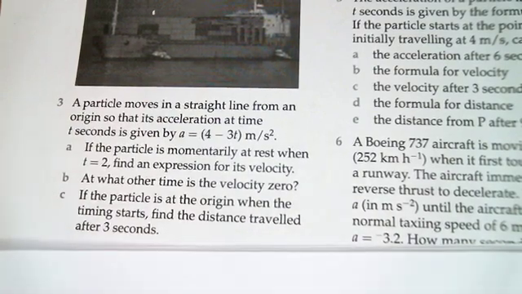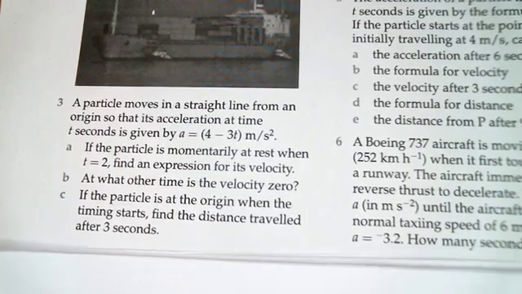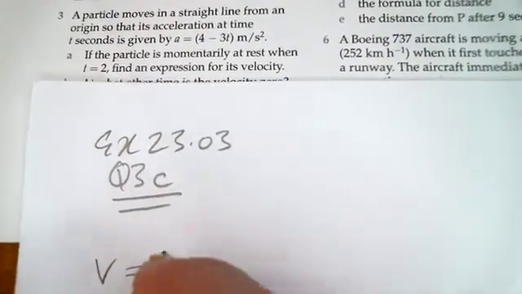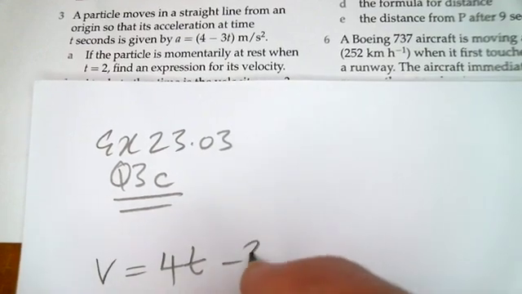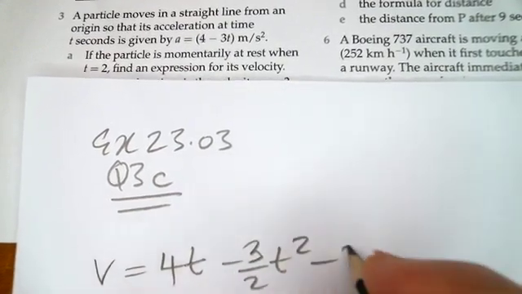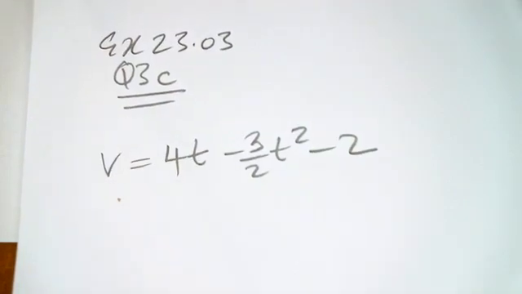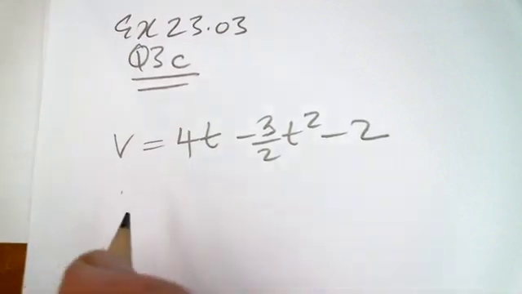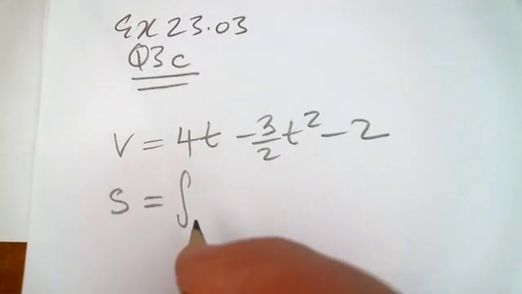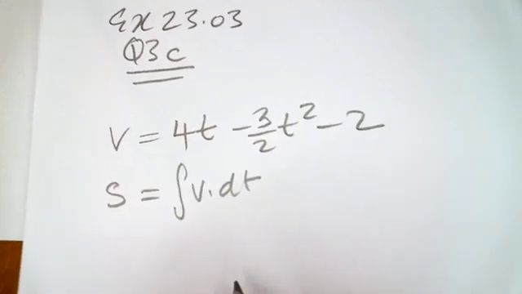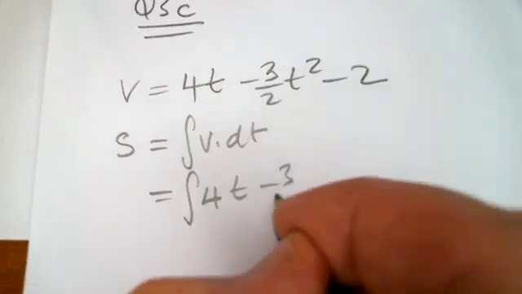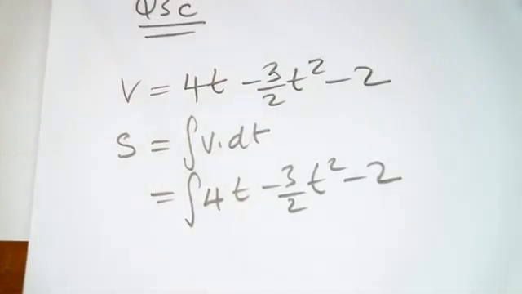Remember, of course, if we integrate acceleration, we get velocity. We integrate velocity, we get distance, and so on. So let's go ahead and do that. The velocity equation we had was 4t minus 3 over 2 t squared minus 2. Distance is the integration of velocity with respect to time, so the integration of 4t minus 3 over 2 t squared minus 2.